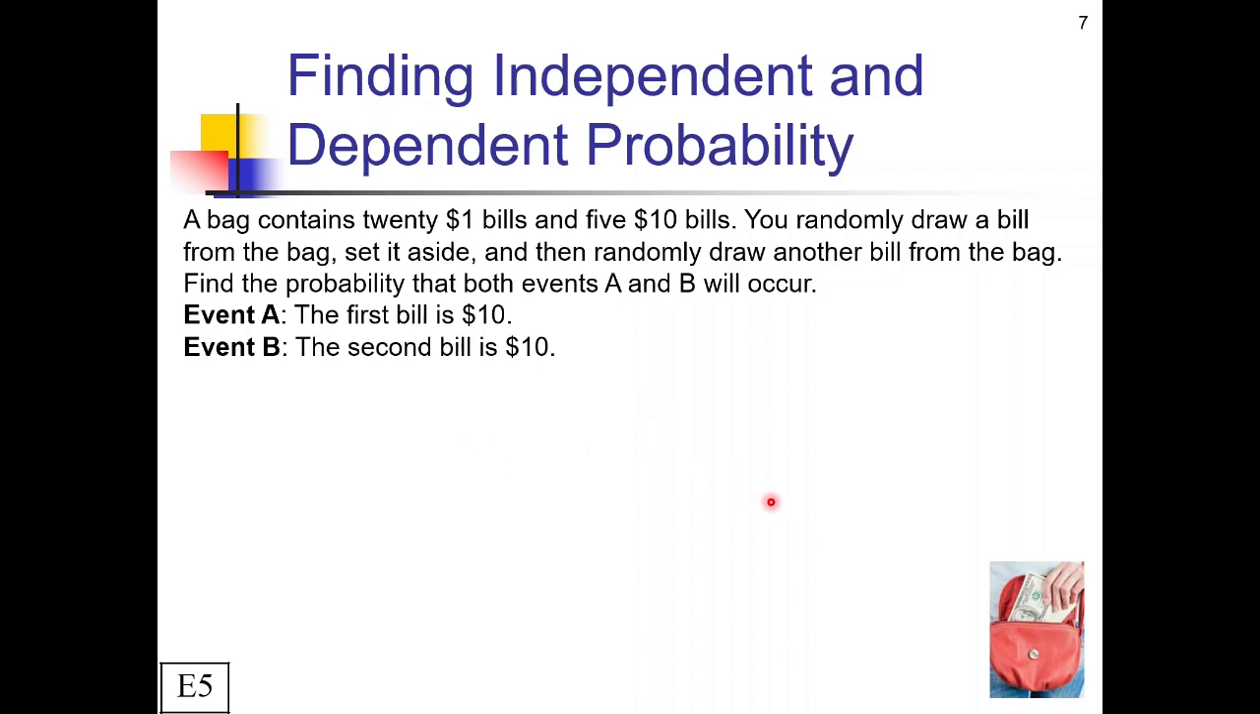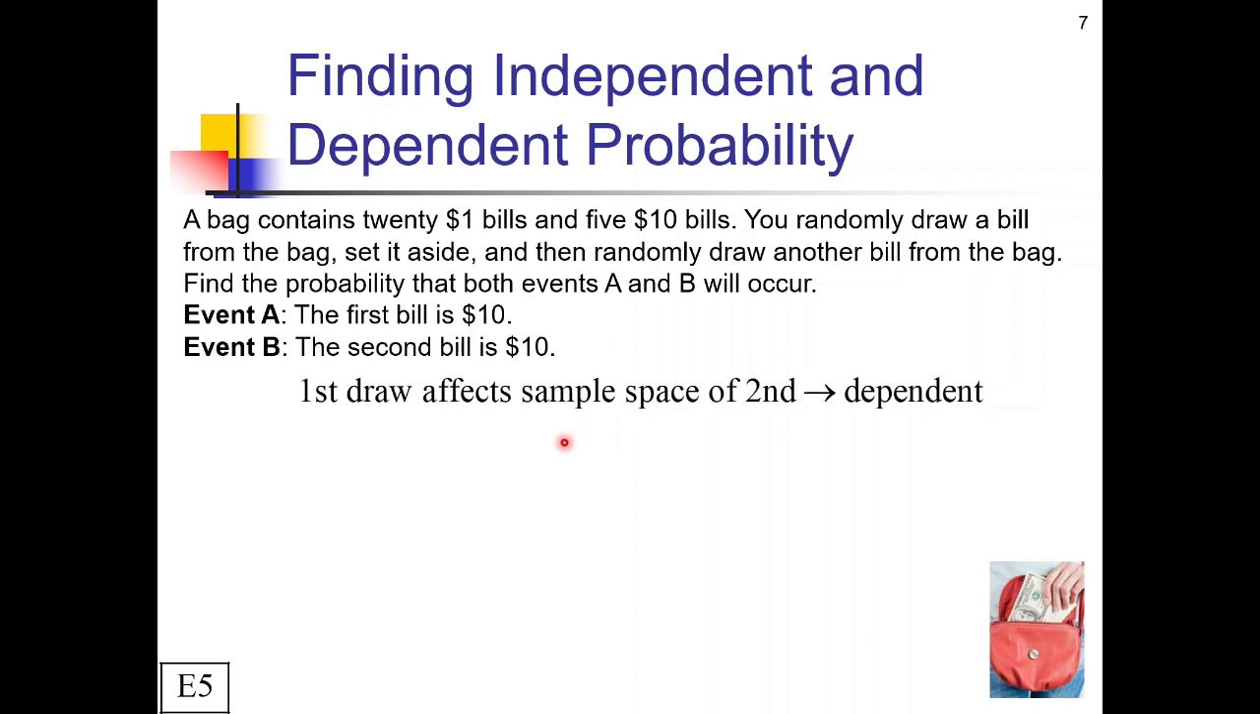For this next problem, we got a bag o' money containing 20 $1 bills and 5 $10 bills. You randomly draw a bill from the bag, set it aside, because why would you put the money back, right? And then randomly draw another bill from the bag. We want to find the probability that the first bill is a $10 bill and the second bill is a $10 bill. Pause the video and give it a try. Alright, so because we're not putting that first bill back in there, that's affecting our options for that second draw. So because our first draw affects the sample space of the second, these are dependent events, and we're going to have to use our dependent formula.